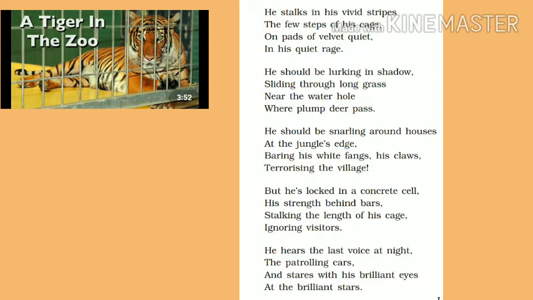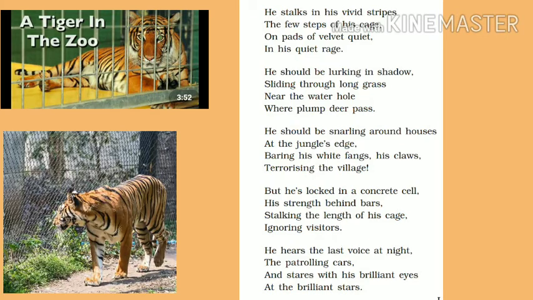Look at the first stanza. He stalks in his vivid stripes the few steps of his cage on parts of velvet quiet in his quiet rage. Here the poet is talking about the tiger. He has used the pronoun he to talk about the tiger. So human quality is bestowed upon the tiger.